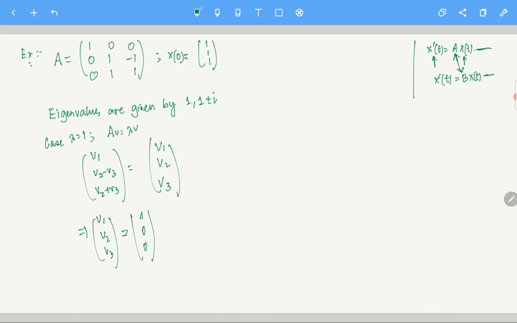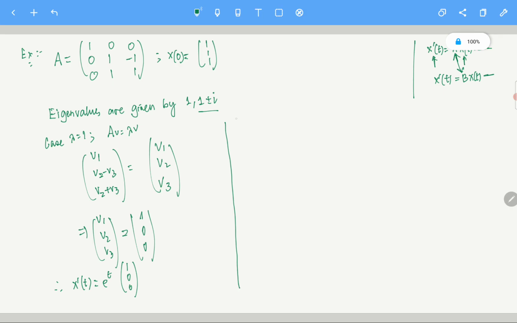So in that case, one solution is given by x1(t) equals e to the power t, since lambda is 1, times (1, 0, 0). I hope this is clear, and so this is one solution. Now I have to talk about e to the power of the complex value. Maybe I can just do it here, yes, I think that will be better.